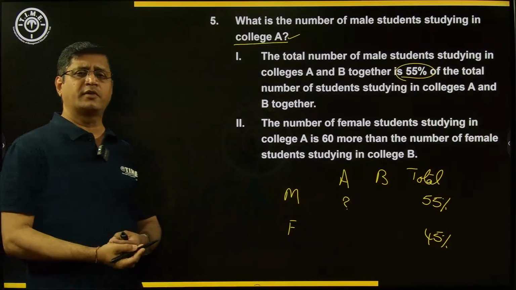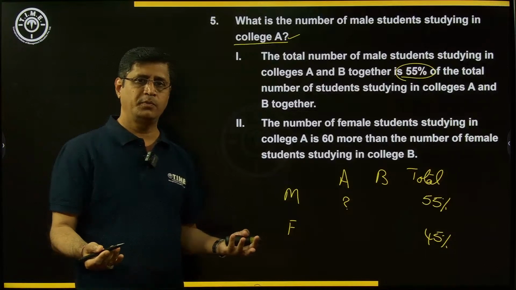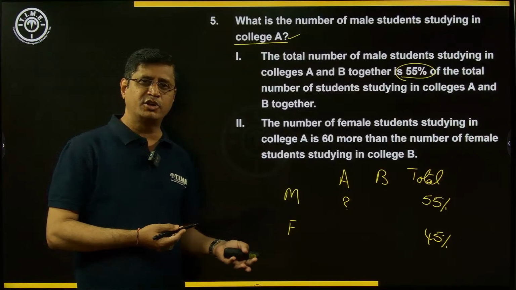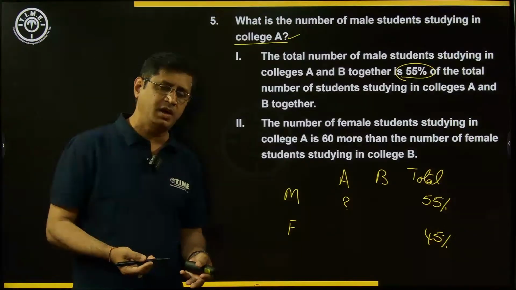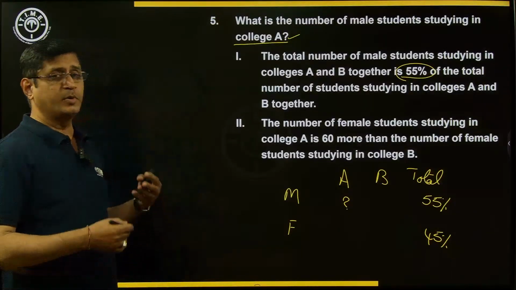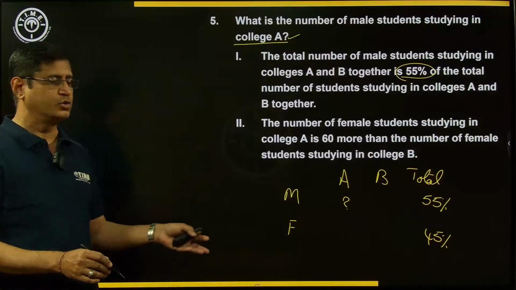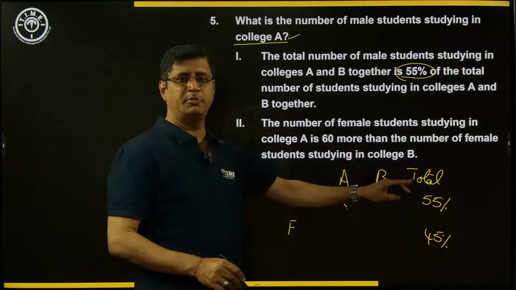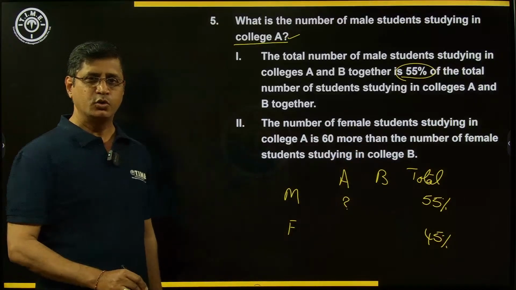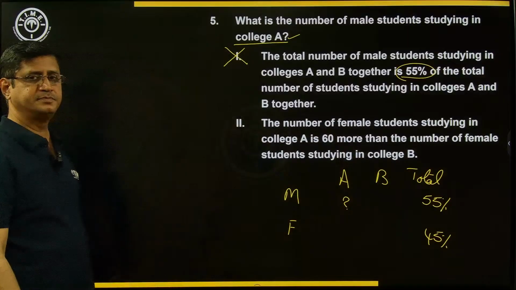What is the total number of students in A and B together? We don't know. How many students in the college A? We don't know. And the total number of students in B is also not given. What about the total number of students in A and B together? Nothing. No value is given. Just the percentage of the total number of males in A and B together is 55. By using this, it is not possible to answer. So one is ruled out.